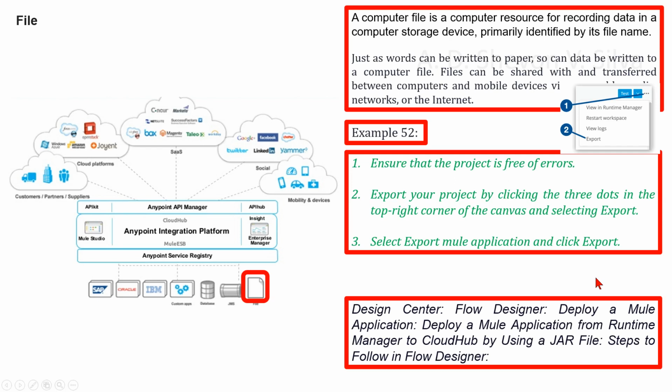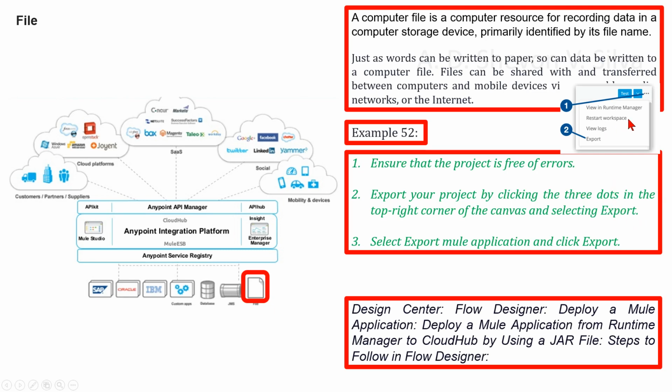Here we are considering the steps to follow in Flow Designer to deploy a Mule application from Runtime Manager to CloudHub by using a JAR file. To deploy a Mule application in Flow Designer in Design Center, ensure that the project is free of errors. Export your project by clicking the three dots in the top right corner of the canvas and select Export.